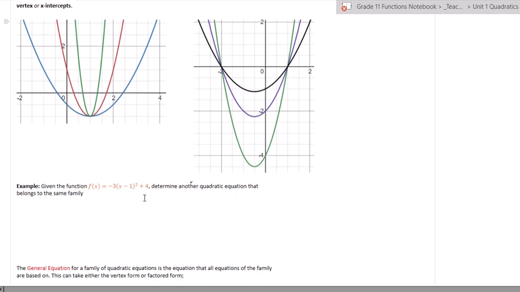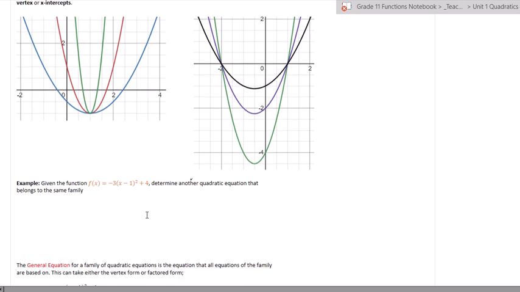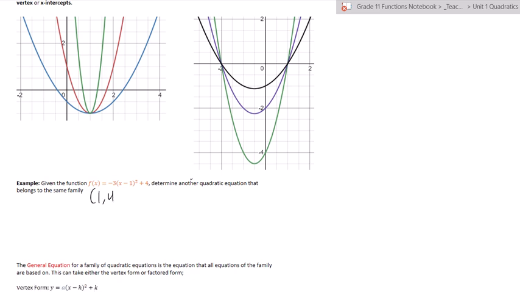So given the function f of x equals negative 3 times (x minus 1) squared plus 4, we want to determine another quadratic equation that belongs to the same family. We know that family members share the same vertex or the same roots. This is vertex form, so we want one with the same vertex. The vertex here is (1, 4).